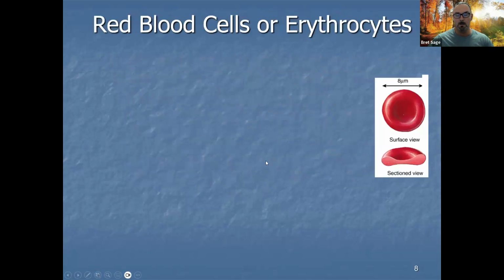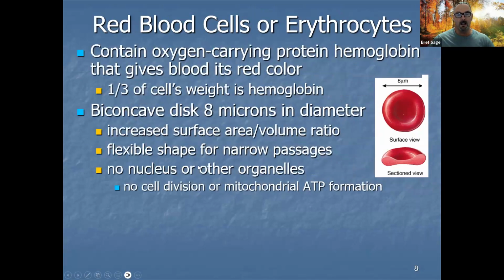If you look at an individual red blood cell, it looks kind of like a candy called Werther's. They contain oxygen-carrying protein called hemoglobin that gives blood its red color. Approximately 1/3 of the cell's weight is hemoglobin. Biconcave means indented both top and bottom, so you can see biconcave indented on both sides. About 8 microns in diameter, very tiny. The increased surface area to volume ratio is due to this indentation. Flexible shape for narrow passages, and it has no nucleus or other organelles.